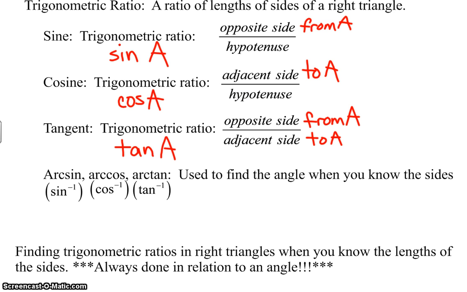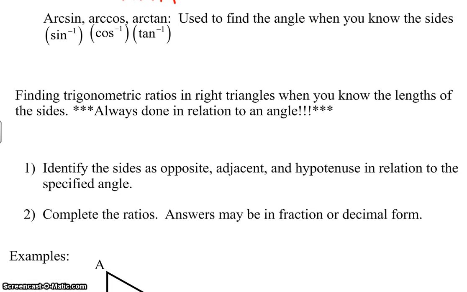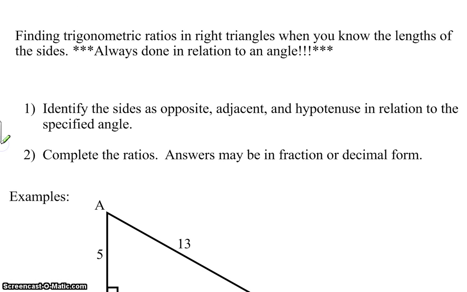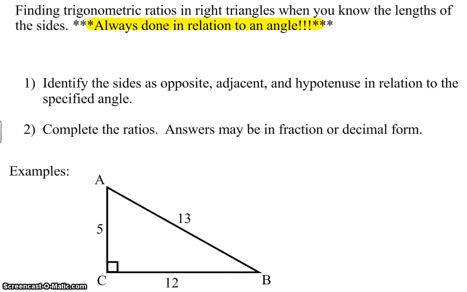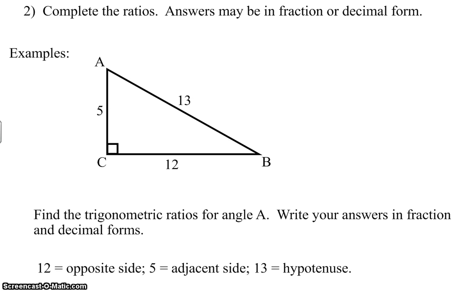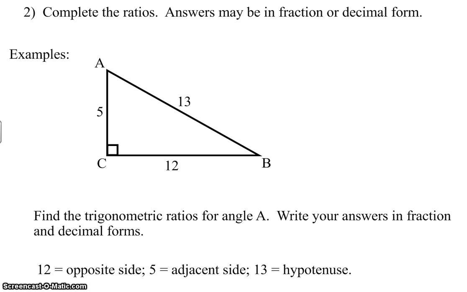Now, we are going to be finding trigonometric ratios when you know the lengths of the sides, and the key to this again is it is always done in relationship to a specific angle. So let's take a look at our first example. The first thing is we have to identify the angle we're working with, and this says find them for angle A. So here is angle A up here, and I need to identify my sides in relation to angle A.